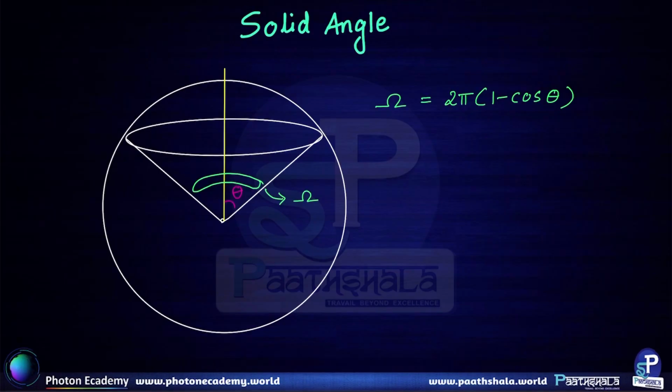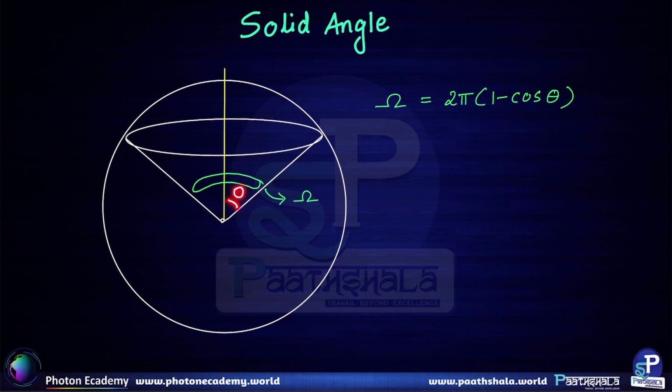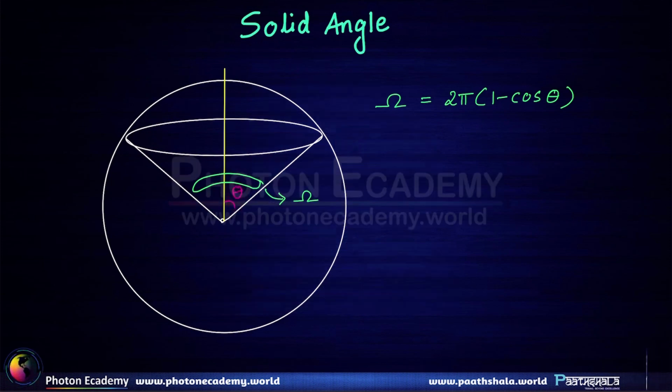Let us look at the solid angle associated with a cone. So this is the given cone and this is the base of the cone, and this is the given cone that we are analyzing. The semi-vertical angle of the cone happens to be theta. So theta is the semi-vertical angle of the cone as we have drawn over here.